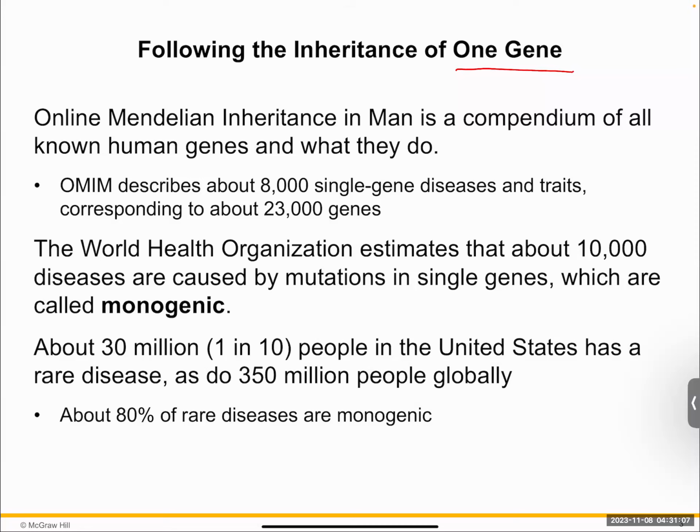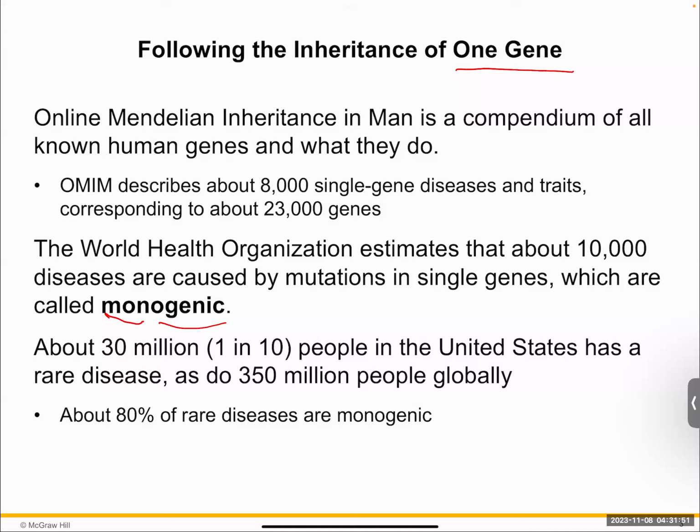Now, looking at a little bit more detail, we do have a specific database, which is called OMIM, or Online Mendelian Inheritance in Man, where over 8,000 single gene diseases and traits have been identified. And these 8,000 single gene diseases correspond to about 23,000 genes. And then the World Health Organization, or WHO, estimates about 10,000 diseases caused by single genes, which are called monogenic. Mono again means one, as in one gene.